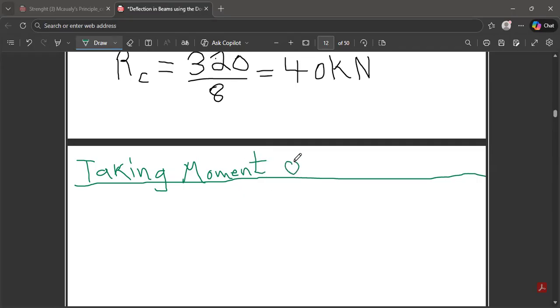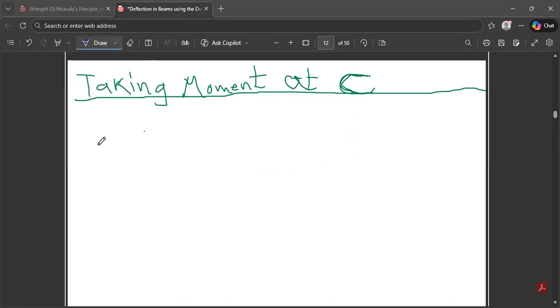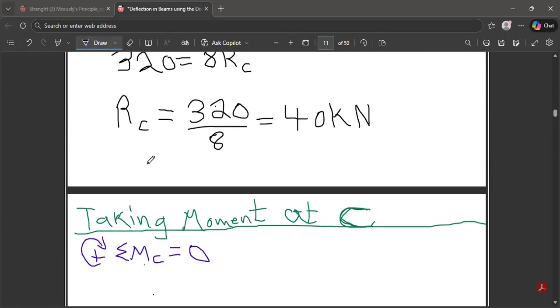So taking moment at C. And now taking moment at C, we have to put down our rule. The rule is we are saying this time we are taking clockwise to be positive. And that is the sum of all moments at C is equal to 0. Let's quickly go and take our moment and see how life can be much easier.